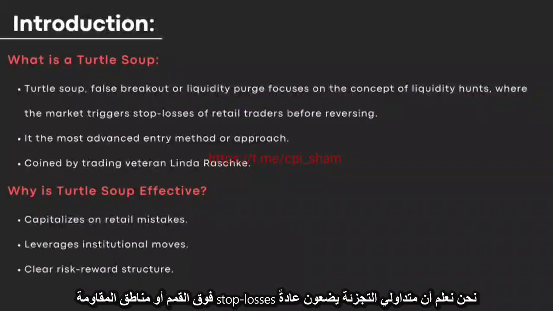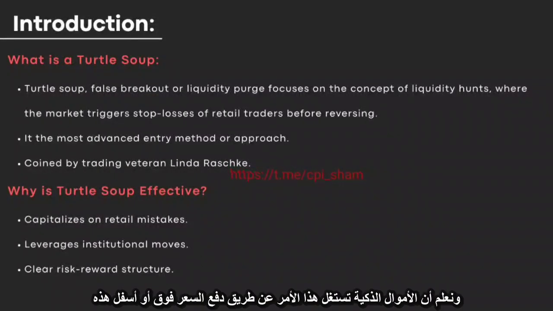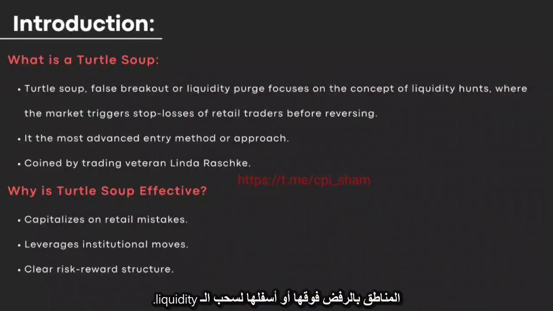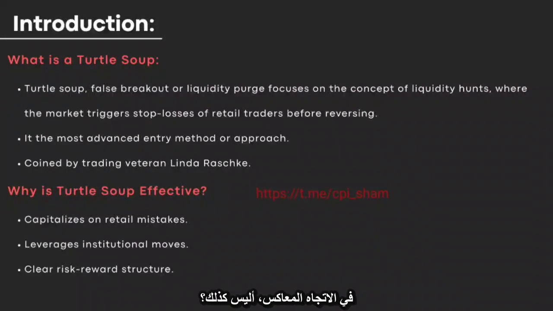We know that retail traders typically place their stop losses just above highs or resistance or key levels, and below support levels or key levels, or below lows. And we know that smart money takes advantage of this by pushing price above or below these zones, by rejecting above or below it to grab liquidity. And once the liquidity is hunted, grabbed, or manipulated, the market reverses and moves in the opposite direction.